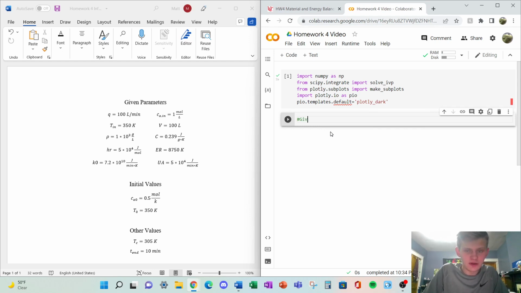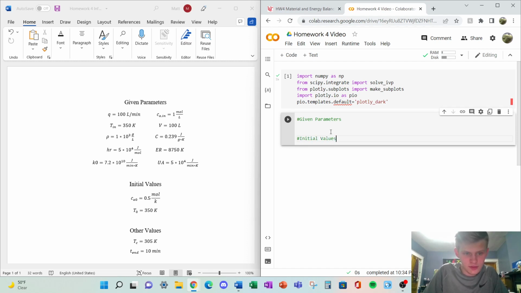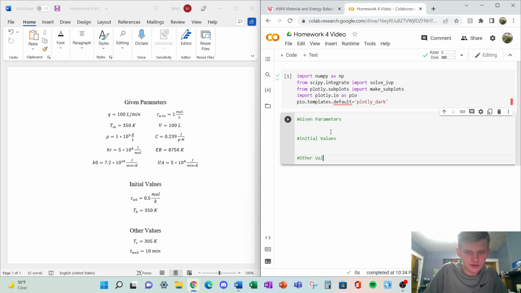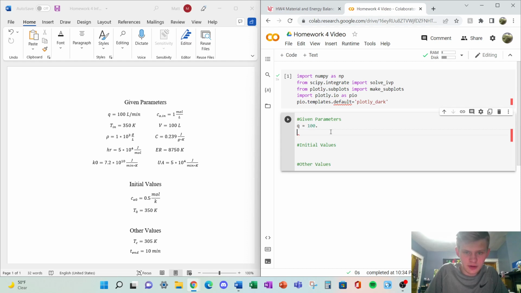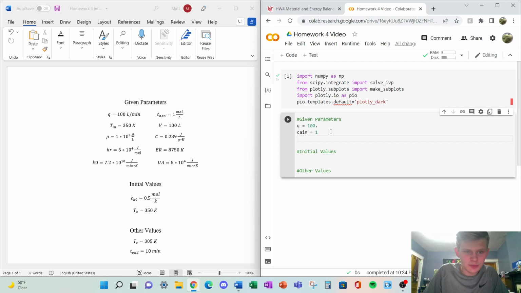We're just going to separate this into 3 parts. This is going to be our given parameters, then we're going to have our initial values, and then our miscellaneous values. So we'll start off with our flow rate in first, which is going to be 100. Then we'll do our concentration going in, which is going to be 1 mole per liter. And then our temperature going in, Tn, which is going to be 350 Kelvin.